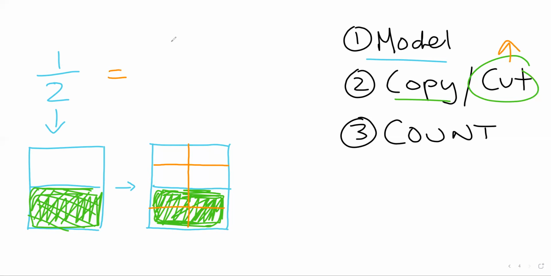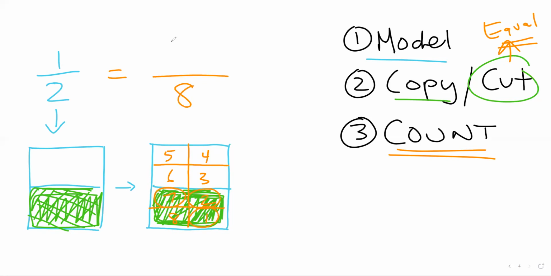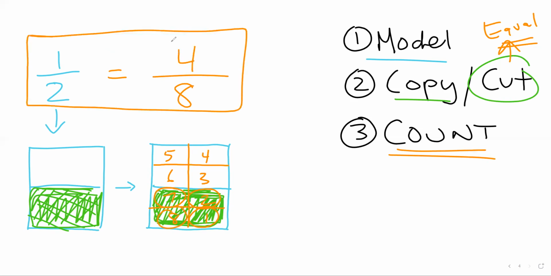And that's what's super important about the cut: you have to make sure that your pieces are equal. Otherwise, it's not going to work. So you put it into equal pieces, and now let's count. First, we count how many pieces we've made: 1, 2, 3, 4, 5, 6, 7, and 8. So that's my denominator. And then we look at how many are shaded. Well, 1, 2, 3, 4. And that means that 1 out of 2, or 1/2, is equivalent to 4/8. They're the exact same thing. They carry the same value.